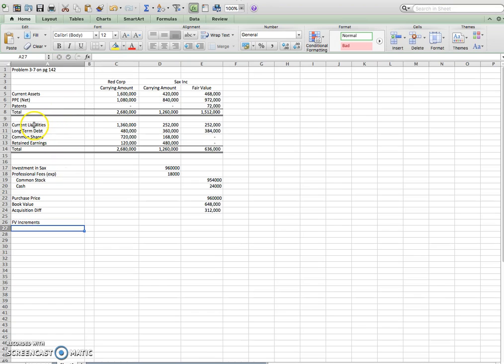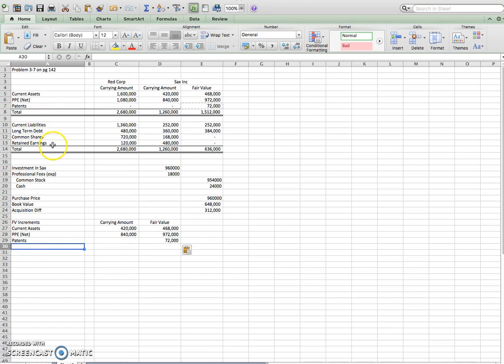So we have a number of items listed up here. I will copy them one by one as we see fit. So current assets. Is there a difference? Yes, there is. So let's copy that one down. I'm just going to go like this and copy both of these. It'll be easier this way. Next one, what do we have going on? Oh, our PP&E. There's a difference there. So let's copy our PP&E down. Next, the patents. There is a difference because we have nothing on the books but a fair value of 72,000. So let's just do that.